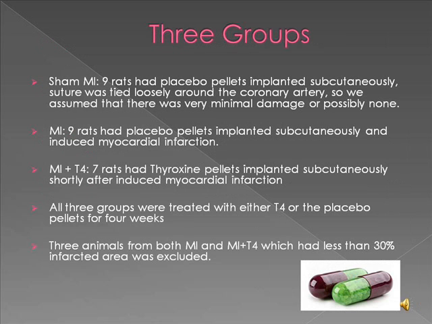Immediately following surgery, survivors were randomly assigned to different groups, which were sham MI, MI, and MI plus T4. T4 pellets were implanted subcutaneously in the MI plus T4 animals shortly after induced myocardial infarction. Both sham MI and MI were implanted with placebo pellets at the same time after surgery. After 4 weeks of treatment, total RNA was isolated from LV non-infarcted areas for analysis.